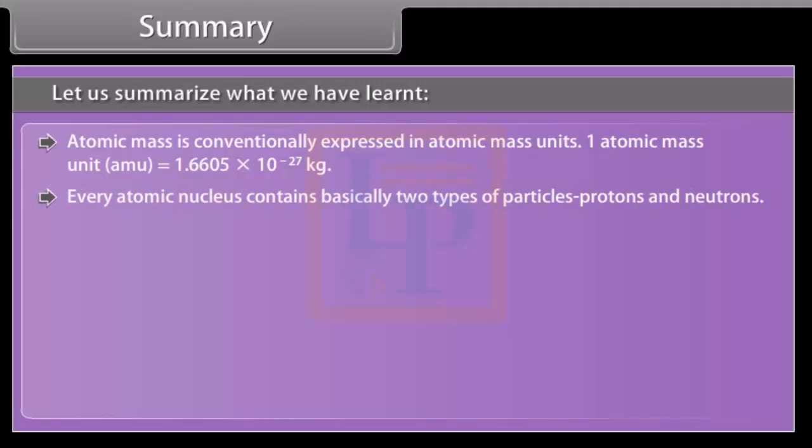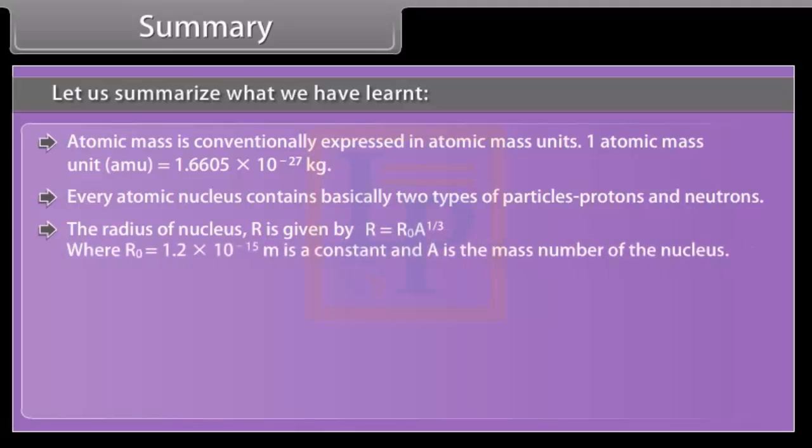Every atomic nucleus contains basically two types of particles, protons and neutrons. The radius of nucleus R is given by R = R0 A^(1/3), where R0 is equal to 1.2 × 10^-15 m, a constant, and A is the mass number of the nucleus.